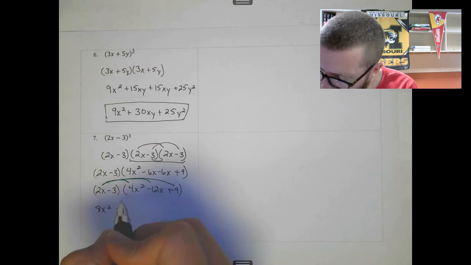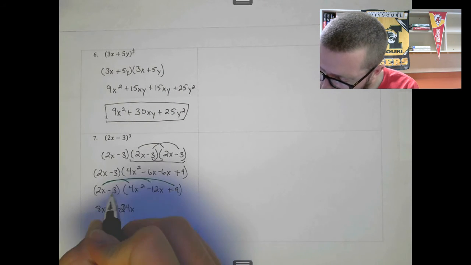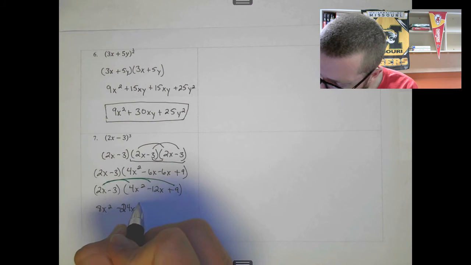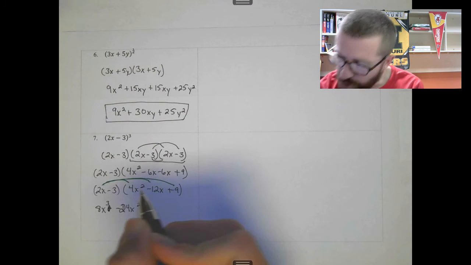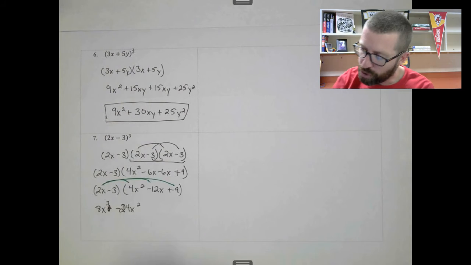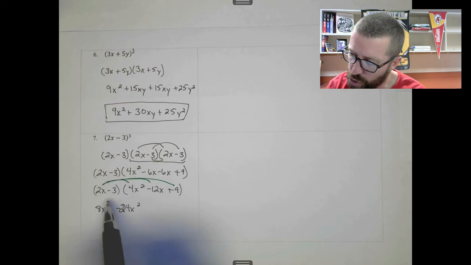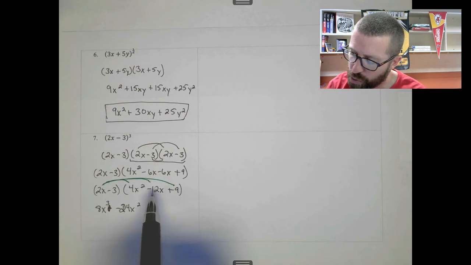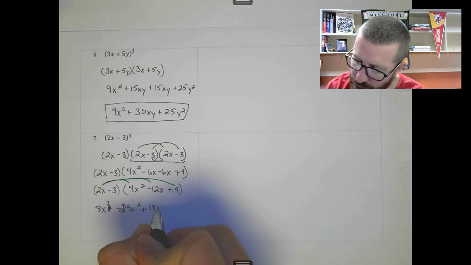2 times negative 24 is negative 24x squared, and this would be cubed. I've been warning about mistakes, and here I am making them. See, it's very easy to make mistakes. So let's start over and make sure we get this right. 2x times 4x squared is 8x cubed. 2x times negative 12 is negative 24x squared. Okay, and then 2x times 9 is plus 18x.